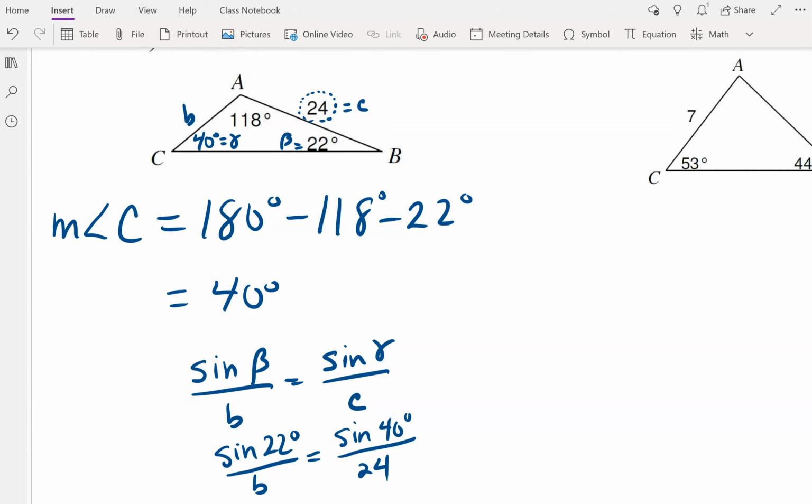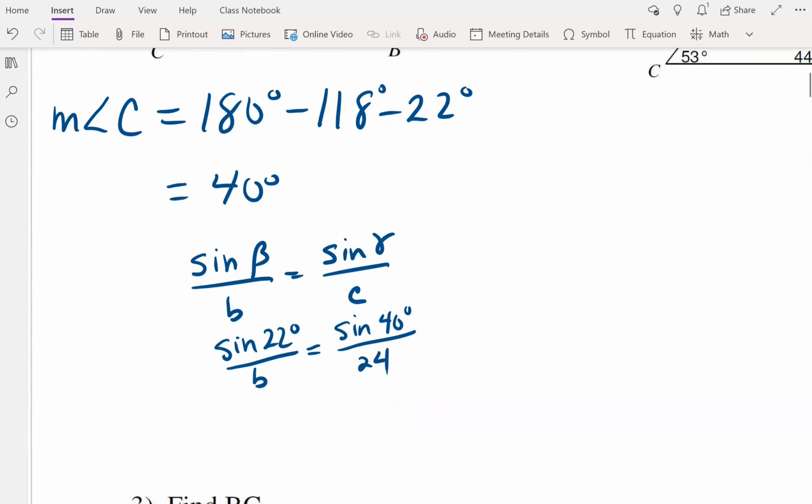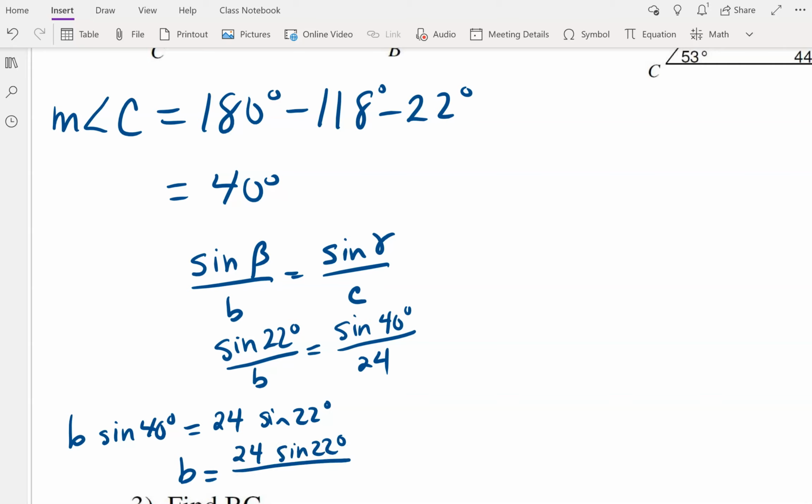So we can cross multiply here to solve. I would have b times the sine of 40 is equal to 24 times the sine of 22. And then I would need to divide both sides by the sine of 40. So I would have b is equal to 24 times the sine of 22 degrees over the sine of 40 degrees.